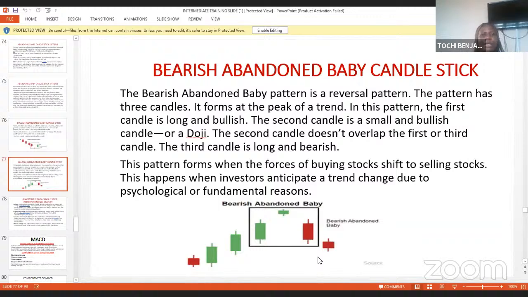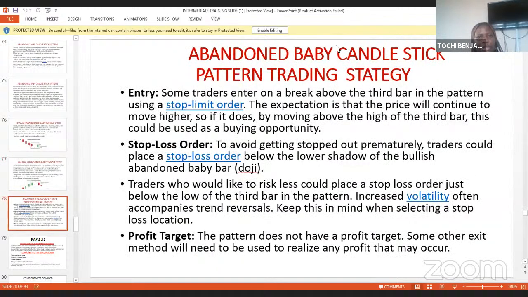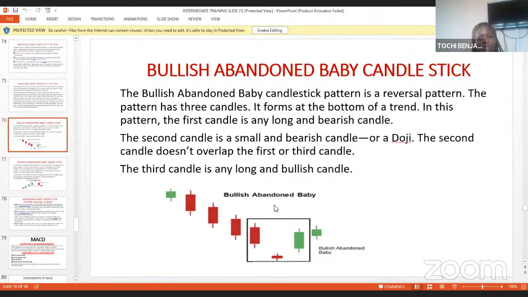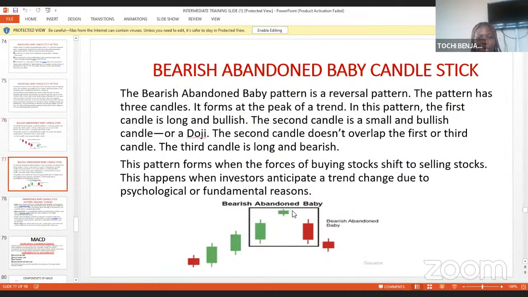Now, this is a bearish abandoned baby. You can read up, I've already told you about the stop loss. If you are trading this, your stop loss should be above here, right? Your take profit, you decide where you want to take your profit.